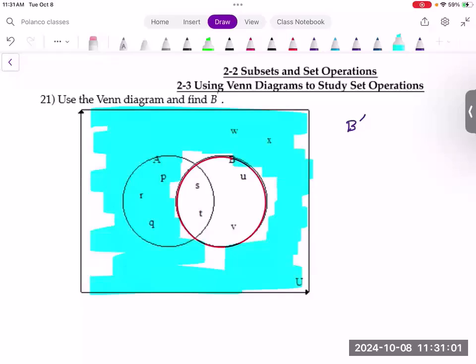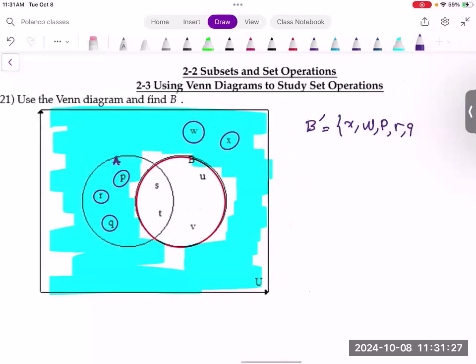We good? So what are the letters outside of the B? I open a set. I have the X, the W, the P, the R, the Q. Do not take the A. A is a set, right? It's not. And that's basically it. This is your answer.